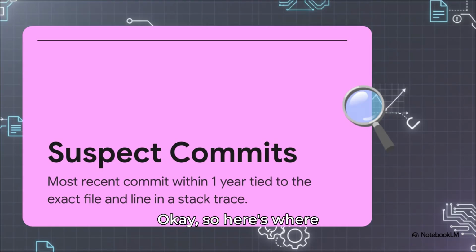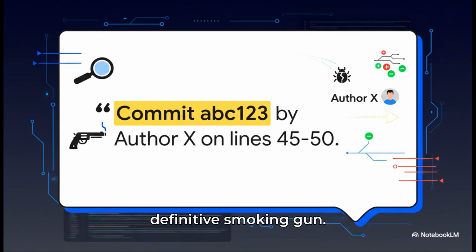Okay, so here's where it gets really good. The crucial feature here is called suspect commits, which uses git blame to map an error directly to the developer who authored the code. Here's how it works under the hood. When an error fires, Sentry looks at the in-app frames of the stack trace. It checks the blame information for those exact files and line numbers. If a commit was made to those lines within the last year, boom, Sentry flags it as a suspect commit. It is literally the definitive smoking gun.